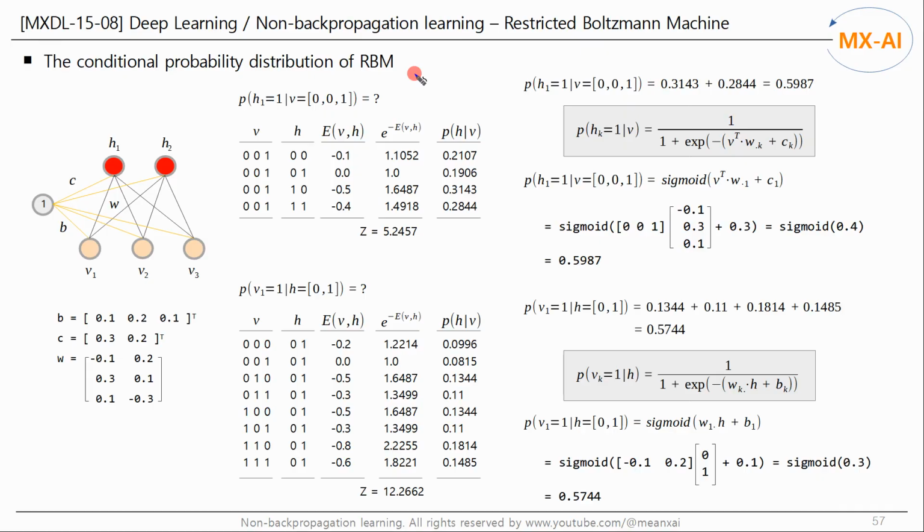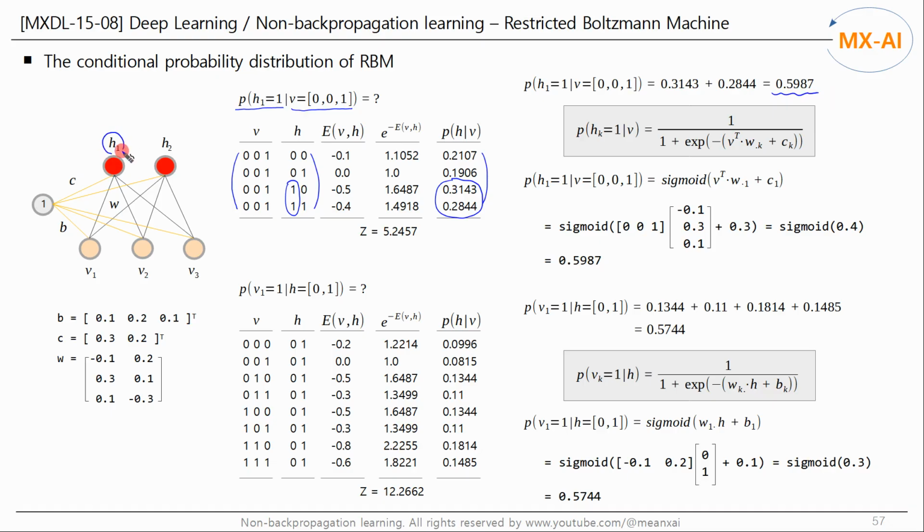Next, let's compute the conditional probabilities. For example, let's find the probability that H1 will be 1 when V is given as 0, 0, 1. Using the formula from the previous slide, we compute the probabilities that V is 0, 0, 1 for all possible H as follows. To compute the probability that H1 is 1 here, we simply add these two values. Then it gives us a probability of 0.5987.